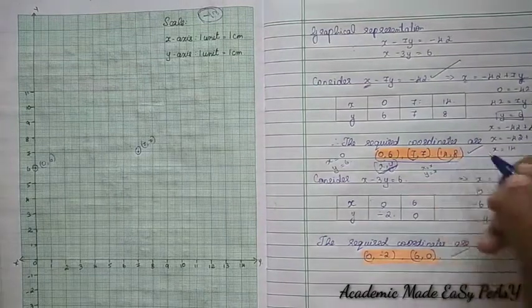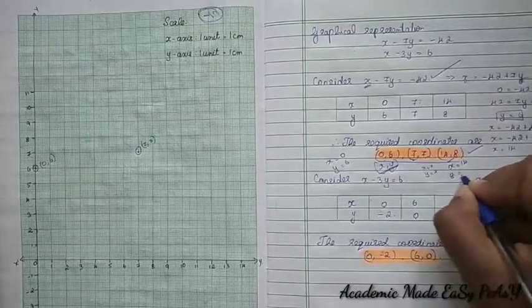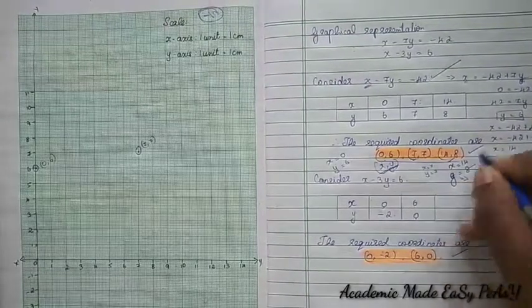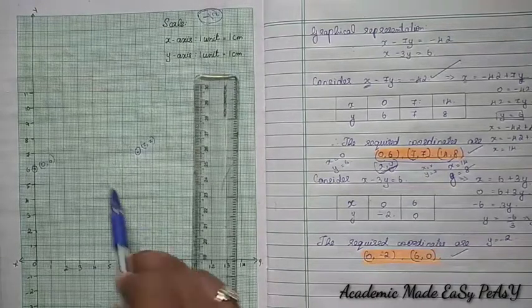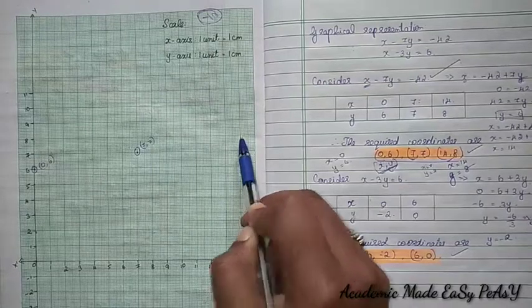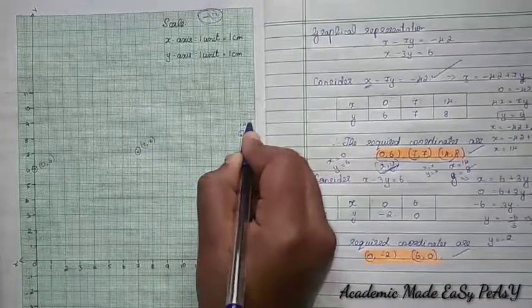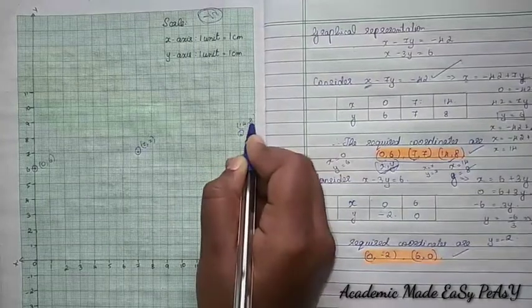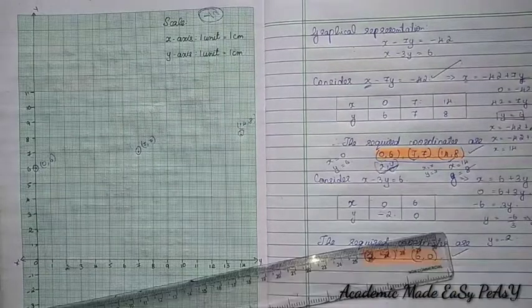Next is (14, 8). x is 14 and y is 8. Okay, so (14, 8). 14 is over here and 8 is over here. So I will be plotting it over here. So this is my (14, 8). Okay, now I will start drawing a line for this.